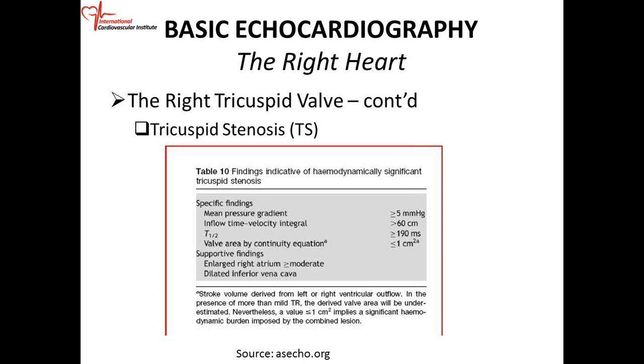Okay, so a mean gradient greater than or equal to 5 millimeters of mercury suggests significant tricuspid stenosis. Remember, with the mitral, it's greater than 10. You know, everything is lower on the right side. And the pressure half-time, with the mitral we use 220. With the tricuspid valve, use 190. And the valve area, if it's less than or equal to 1 cm², it suggests significant tricuspid stenosis.